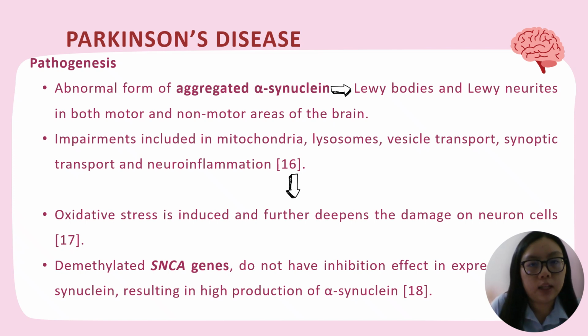The pathogenesis found in Parkinson's disease is the aggregated alpha-synuclein to form Lewy bodies and Lewy neurites in both motor and non-motor areas in the brain. Thereby, the impairments included in mitochondria, lysosome, vesicle transport, synaptic transport, and neural inflammations. At the same time, oxidative stress is induced and further deepens the damage on neuron cells. There are studies concluding that demethylated SNCA genes do not have an inhibition effect in expression of alpha-synuclein proteins, resulting in high production of alpha-synuclein proteins.